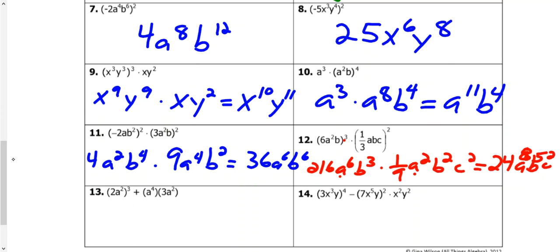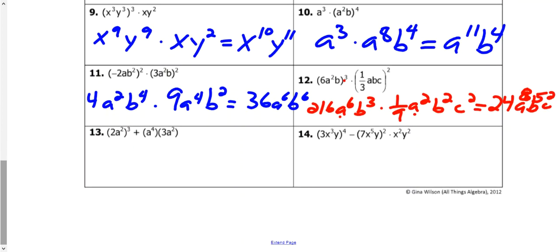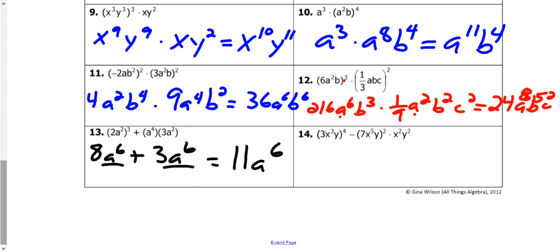For the last two, 13 and 14, we're going to distribute, so we're going to simplify this. We get 8a to the 6th plus 3a to the 6th. Since these have the same coefficient and exponent, we can add them, so that gives us 11a to the 6th. So this is just a reminder of going back to our first lesson when we were adding and subtracting monomials.